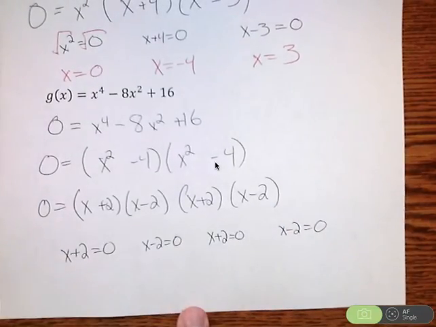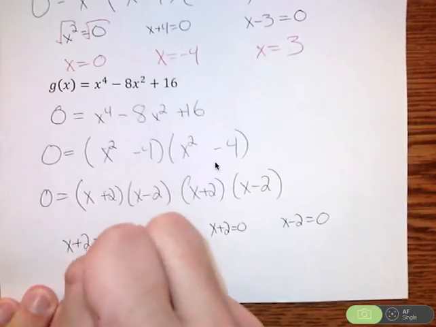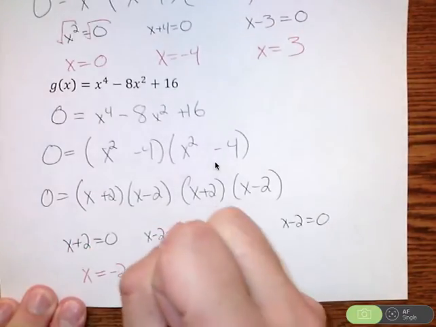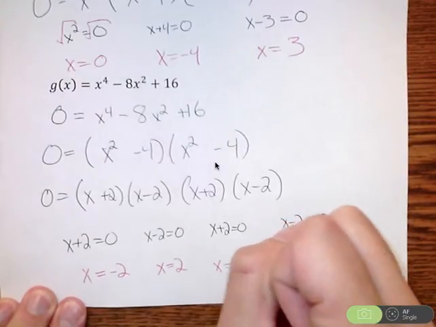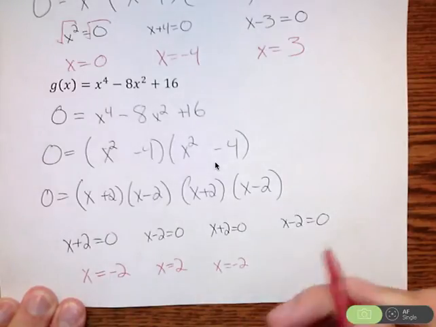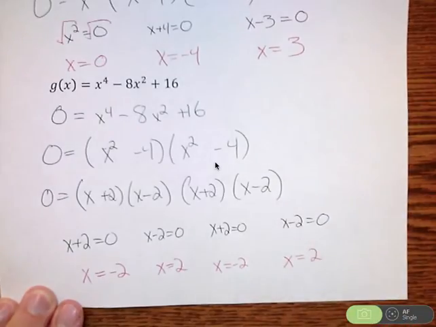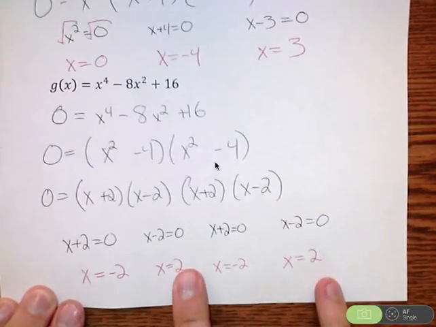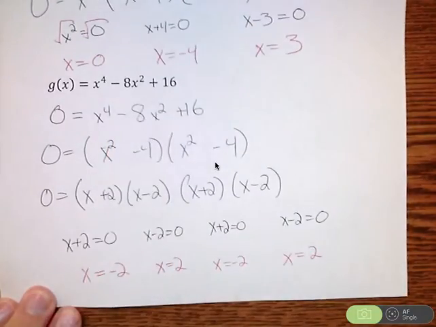And then you go through and solve each of these. Solving this one, subtract 2 from both sides, we get x equals negative 2. Here you would get x equals 2. Here you would get x equals negative 2. Notice how we got that again. That's going to be important a little bit further down the road. Then I have x minus 2 equal to 0. Solve that, you get x equals 2. So I have positive 2 show up twice, and negative 2 show up twice. So that would be finding the zeros of this function.